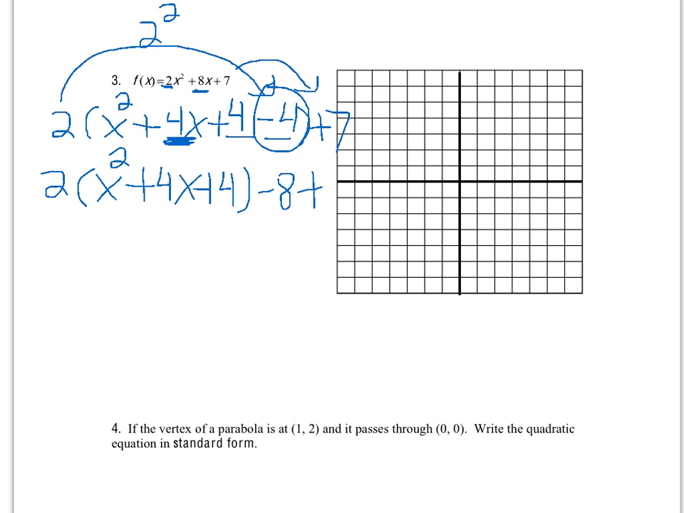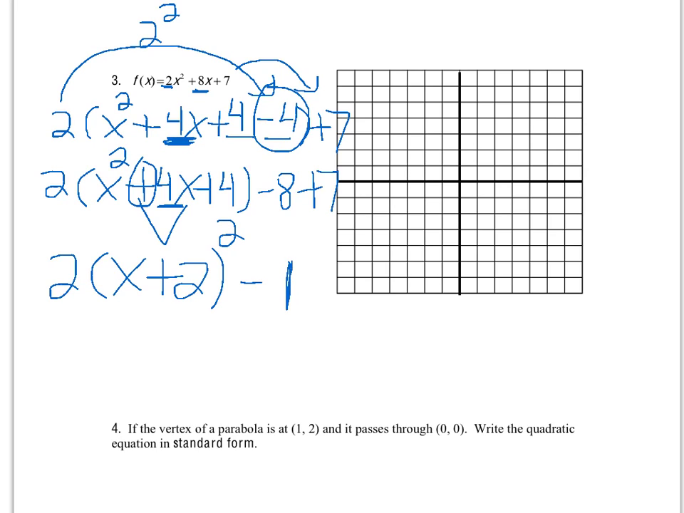And then I just bring down the plus 7. So now I have this perfect square. That's going to factor to x. Now remember, since this first sign's a plus, it's going to be plus. It's always half of this, so it's x plus 2 quantity squared. Then negative 8 plus 7 gives me negative 1. So that works out. So this is it in standard form.